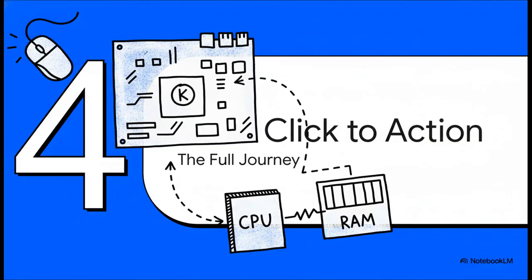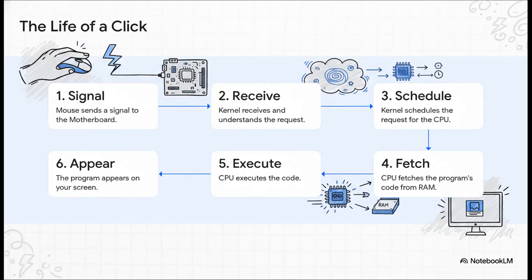All right, we have officially met all the players in our orchestra: the mouse, the motherboard, the kernel, the CPU, and the RAM. So now, let's put it all together. Let's follow our one simple click on its incredible lightning-fast journey through this entire system. So it all begins with that physical touch. Your finger presses the button. An electrical signal instantly races down the wire to the motherboard.